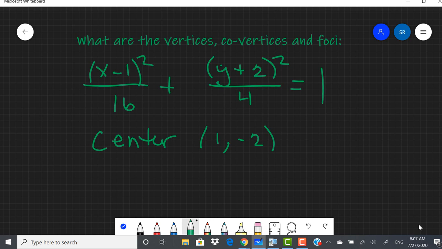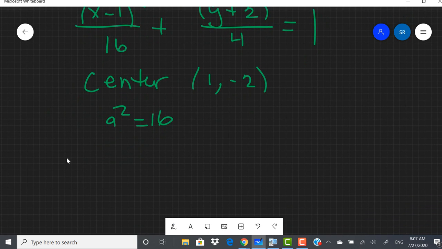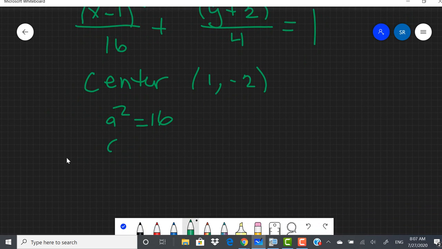Okay, so then from there, you'll notice that my x squared is going to be where my major axis is because 16 is larger than 4. That's how you know that. So that means my a squared equals 16. So my a is going to be plus or minus 4.